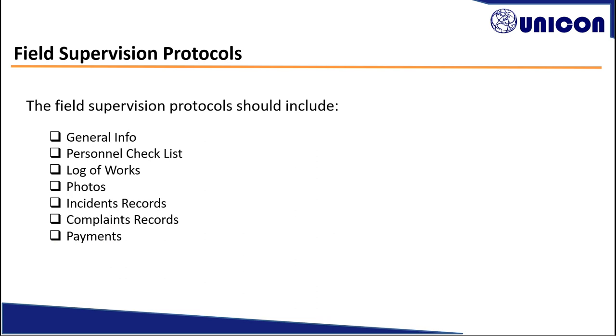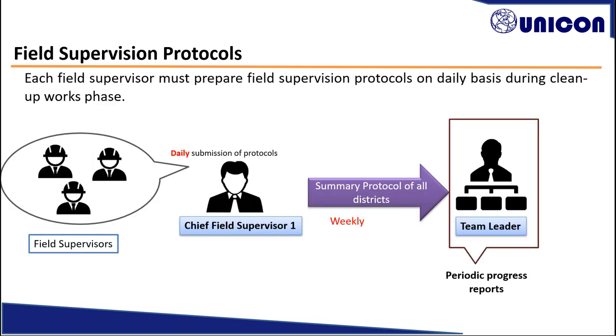Field supervisors prepare field protocols and submit to the chief field supervisor daily. Then the chief field supervisor prepares a summary of field protocols on a weekly basis and submits to the team leader. Using the information received from the field supervision units, the team leader prepares progress reports.